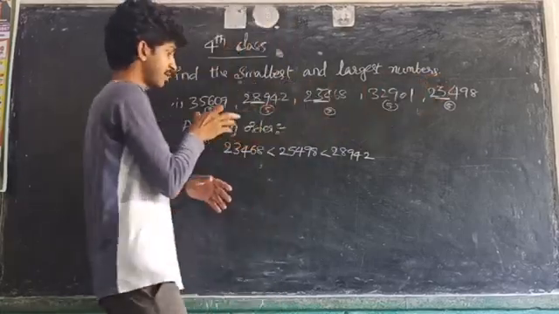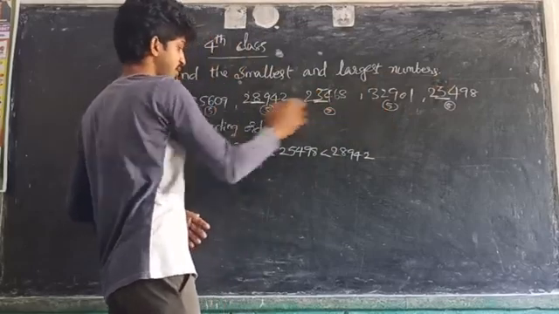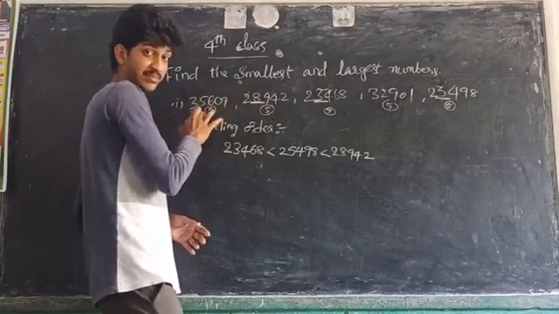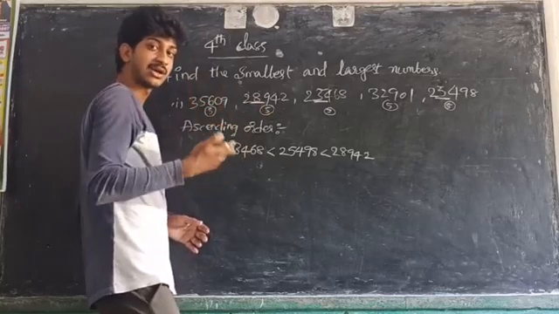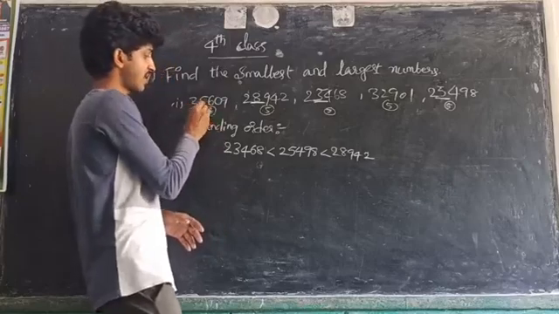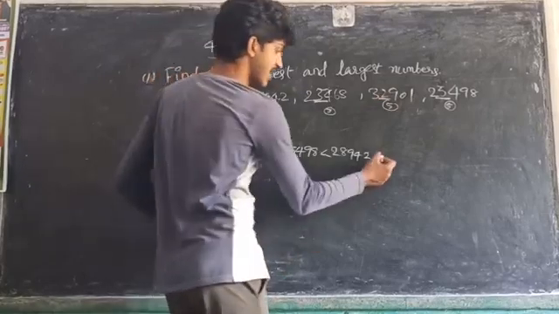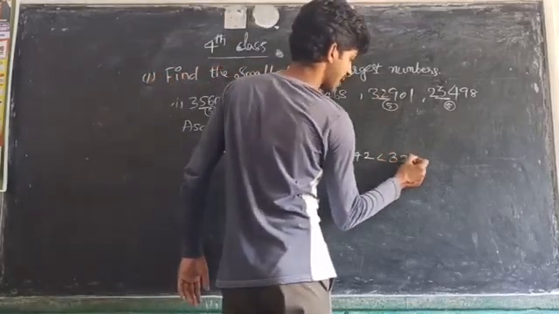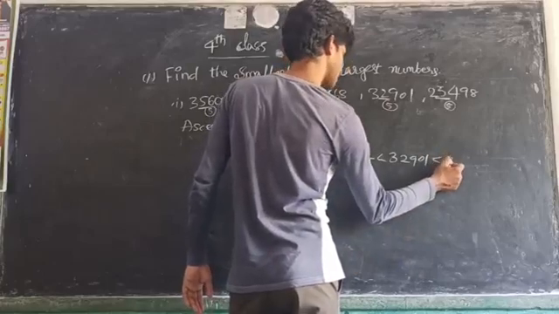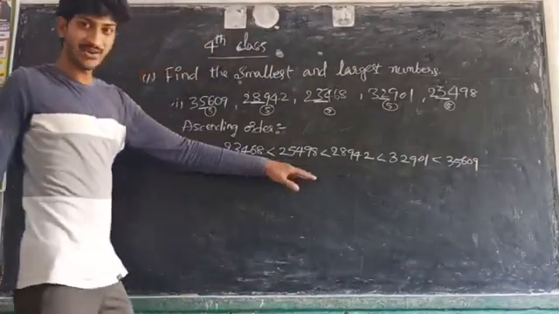Now the numbers remaining are 35,609 and 32,901. Among these 2 numbers, the 10,000s place has 3, so the place values are equal. Then we have to go to the next highest place. What is the next highest place? 1,000s place. In the 1,000s place it has 5 and 2. So 2 is smaller than 5. That's why 32,901 is less than 35,609.